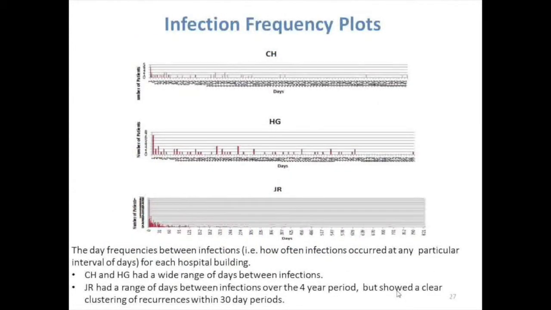Here is the infection frequency plot, where we're looking at how often infection occurs at any particular interval of days for each hospital building. I just pick an example here. You can see CH and HG had a wide range of days between infections. JR tends to be clustering over the 3 period. You can see that the recurrence is around the 30-day period in JR. So you now can see some characteristics of the infection in different buildings.